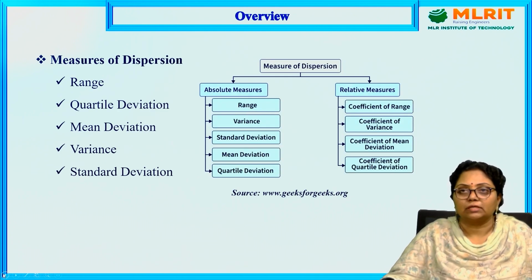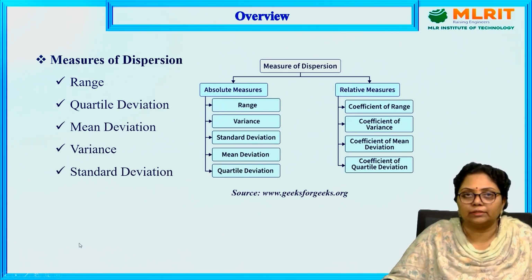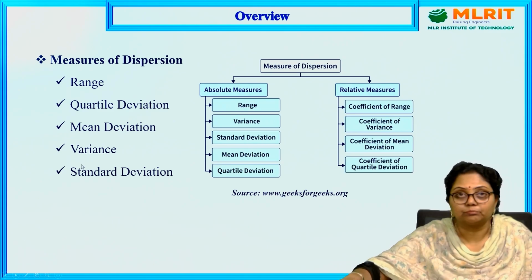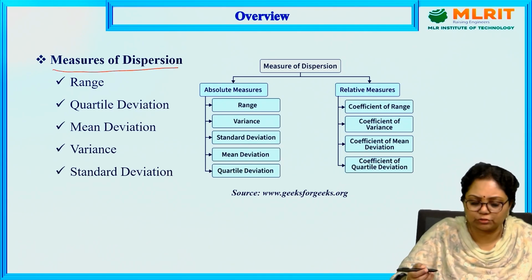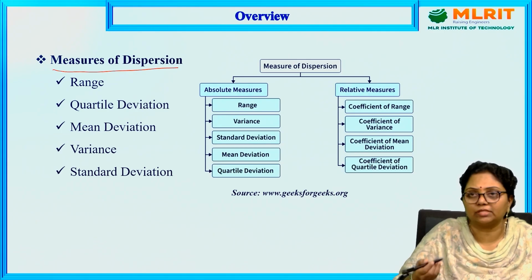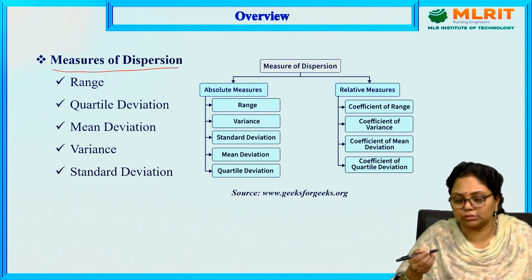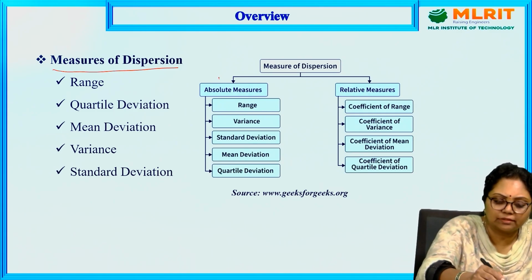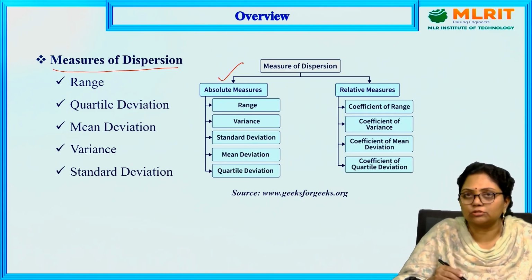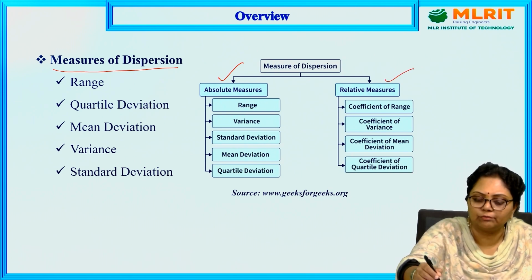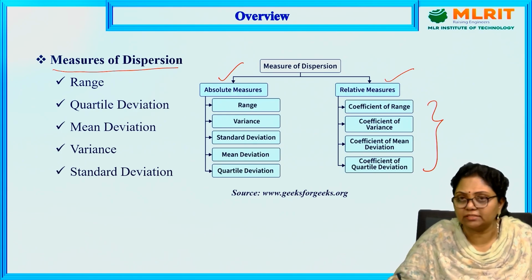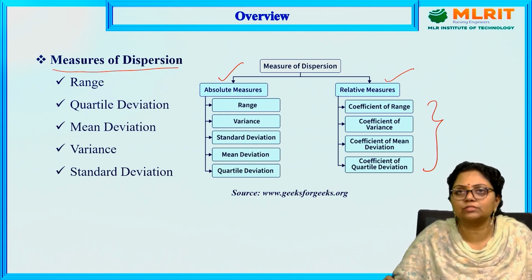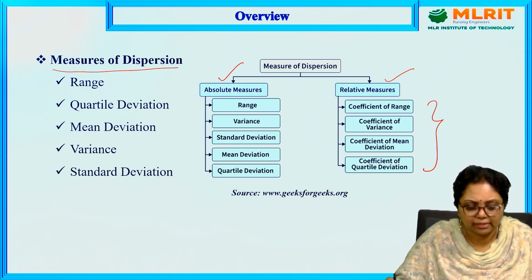In today's session, we are going to discuss the measures of dispersion, where we are going to explore the definition of dispersion, what is range, what is quartile deviation, what is mean deviation, what is variance, and what is standard deviation. All of these come under absolute measures. Under measures of dispersion, we also have relative measures, where we are going to focus on coefficients of these absolute measures, that is coefficient of range, coefficient of variance, coefficient of mean deviation, and coefficient of quartile deviation.